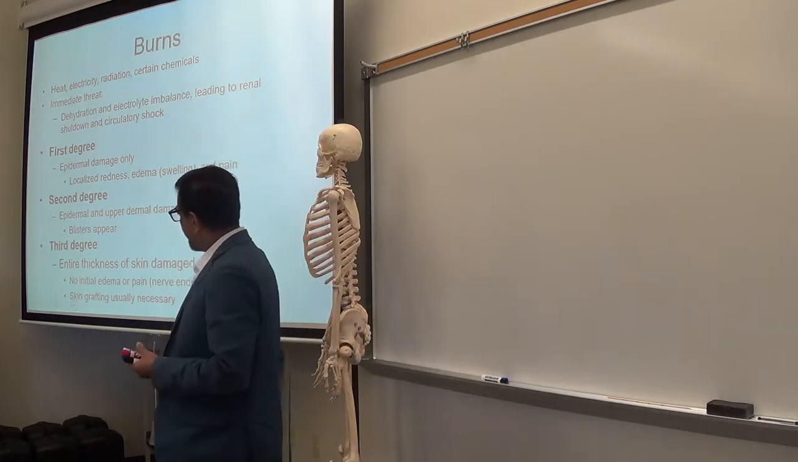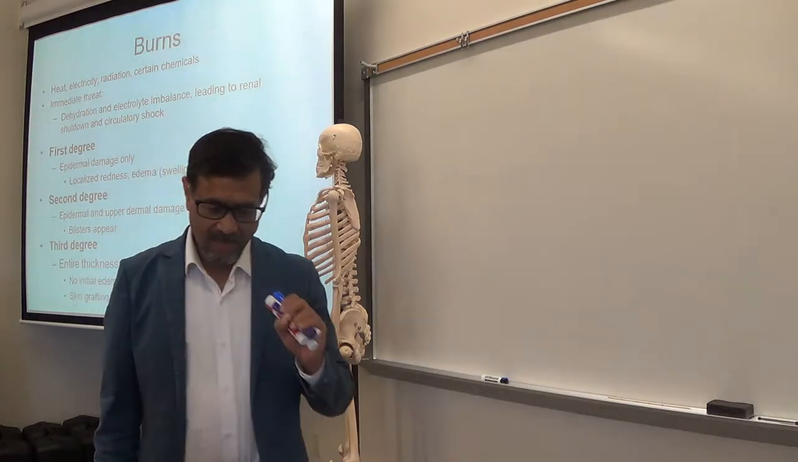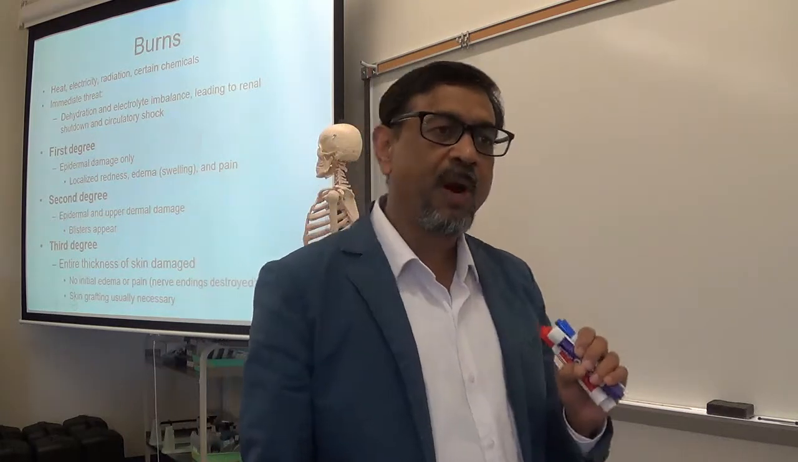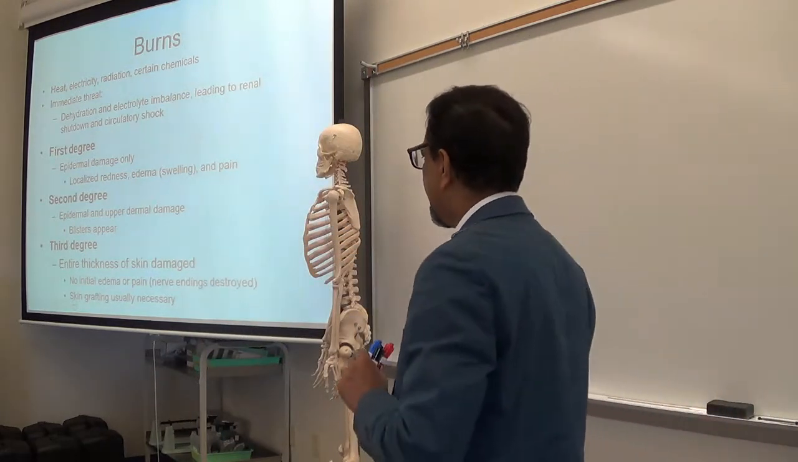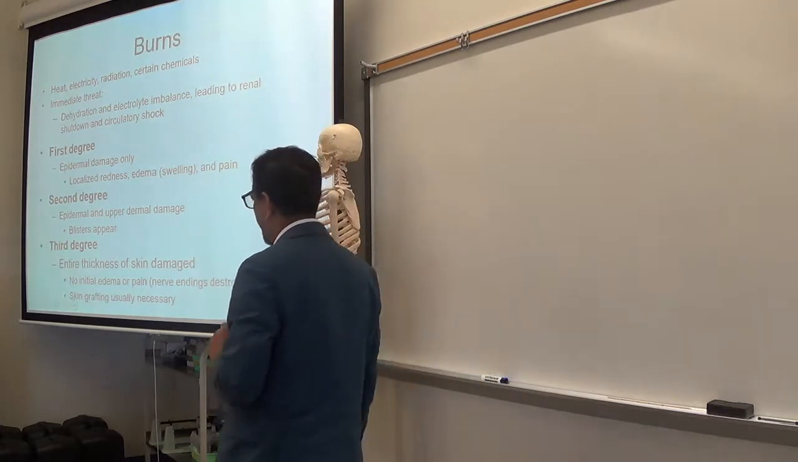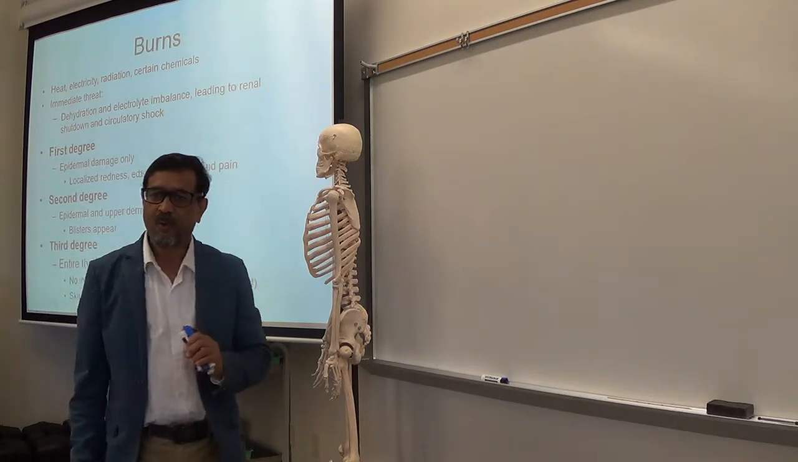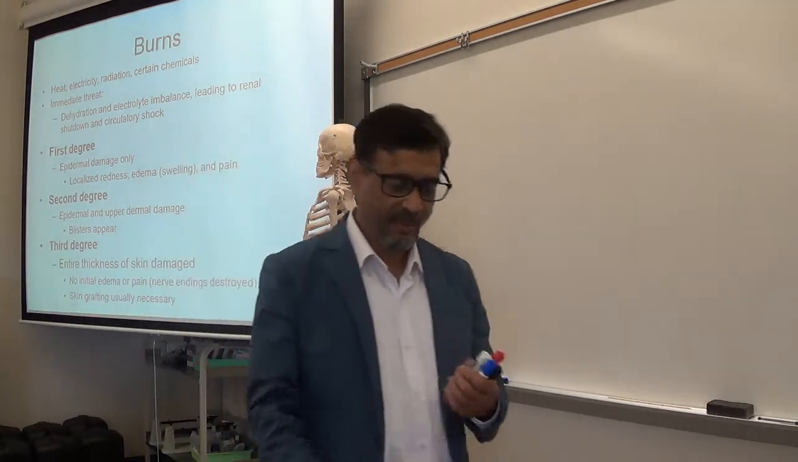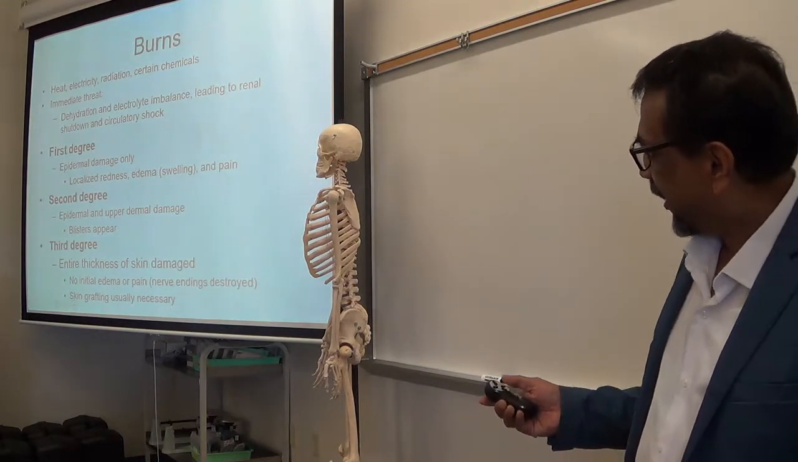So from outside you will see redness and swelling. Second degree burn: if you see the epidermis and part of the dermis is damaged, that is the second degree burn. In this case, you will see blisters, whitish patches appear, and that is second degree burn.